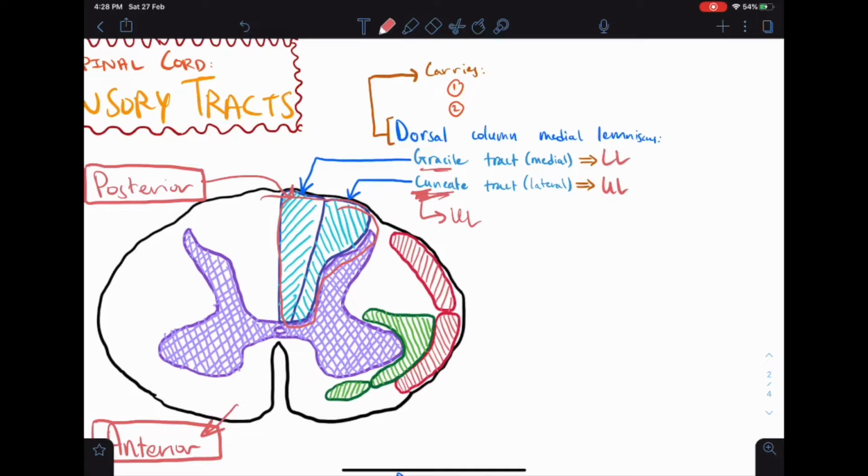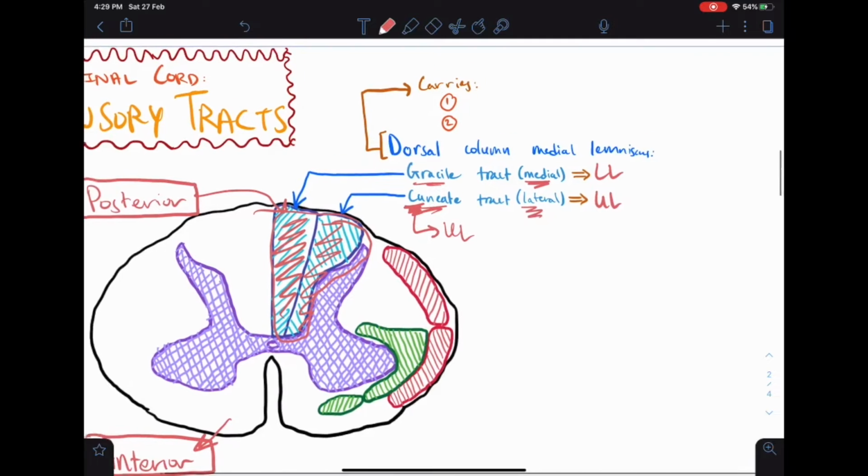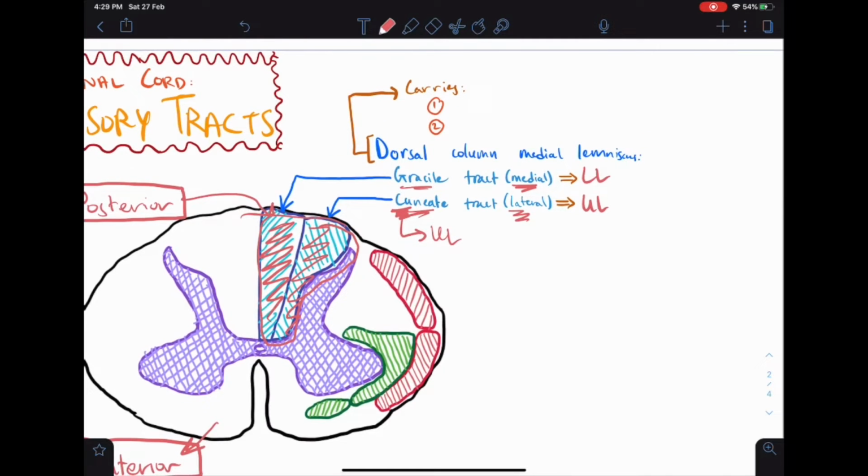Also remember that the gracile tract is medial, so it's right over here, while the cuneate is lateral, so it's right over here. So the gracile tract is found throughout the spinal cord, while the cuneate is found only from the upper limb and above. Now the sensations that are carried by the dorsal column medial lemniscus include two different sensations.